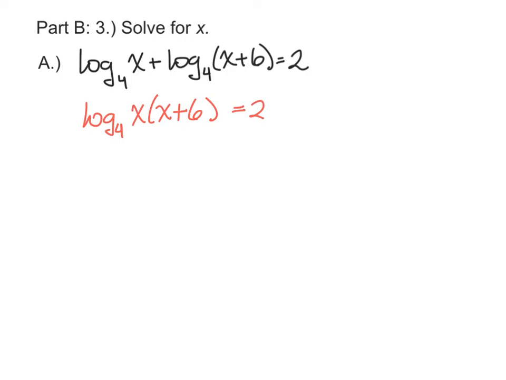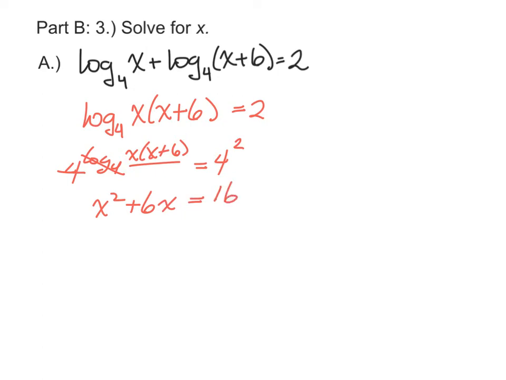Now we can get rid of the log by using the base of an exponent. So we'll have 4 to the log base 4 of x times x plus 6 is equal to 4 to the second power. The base and the log will cancel, and we're left with x times x plus 6, which is x squared plus 6x. On the right side, 4 squared is 16.